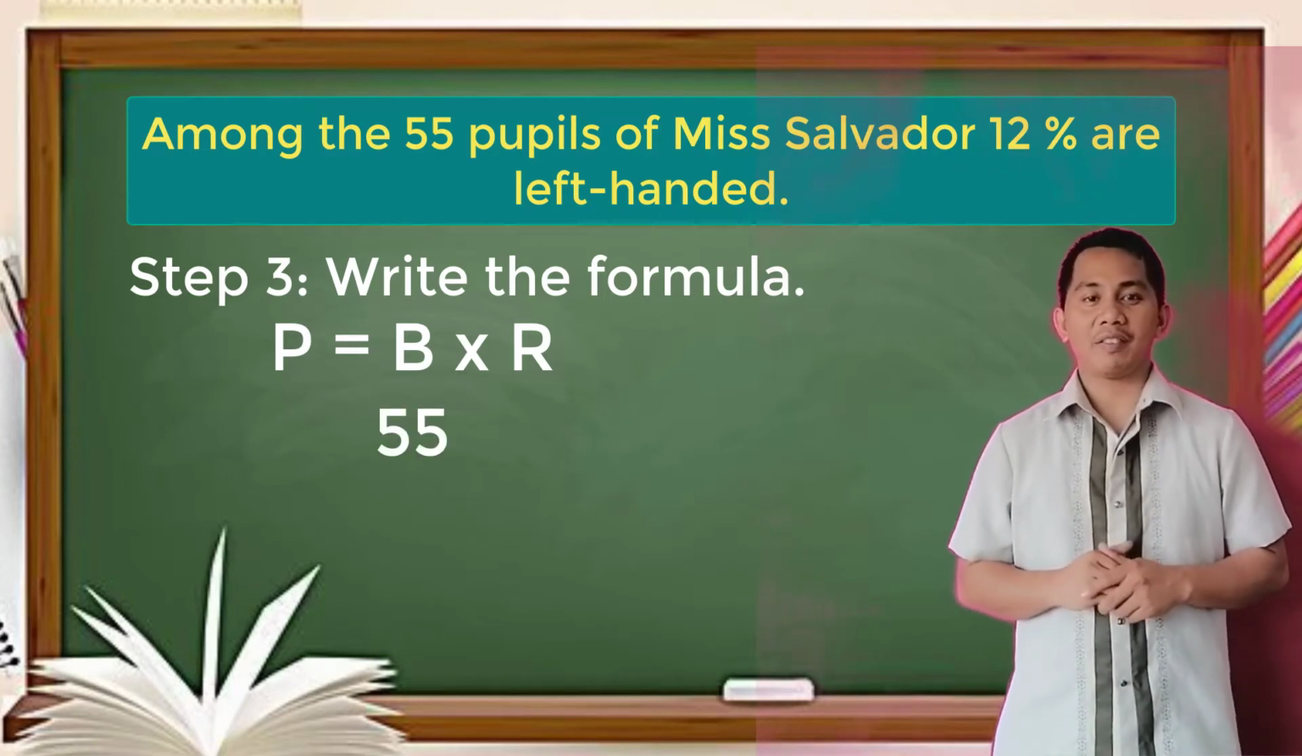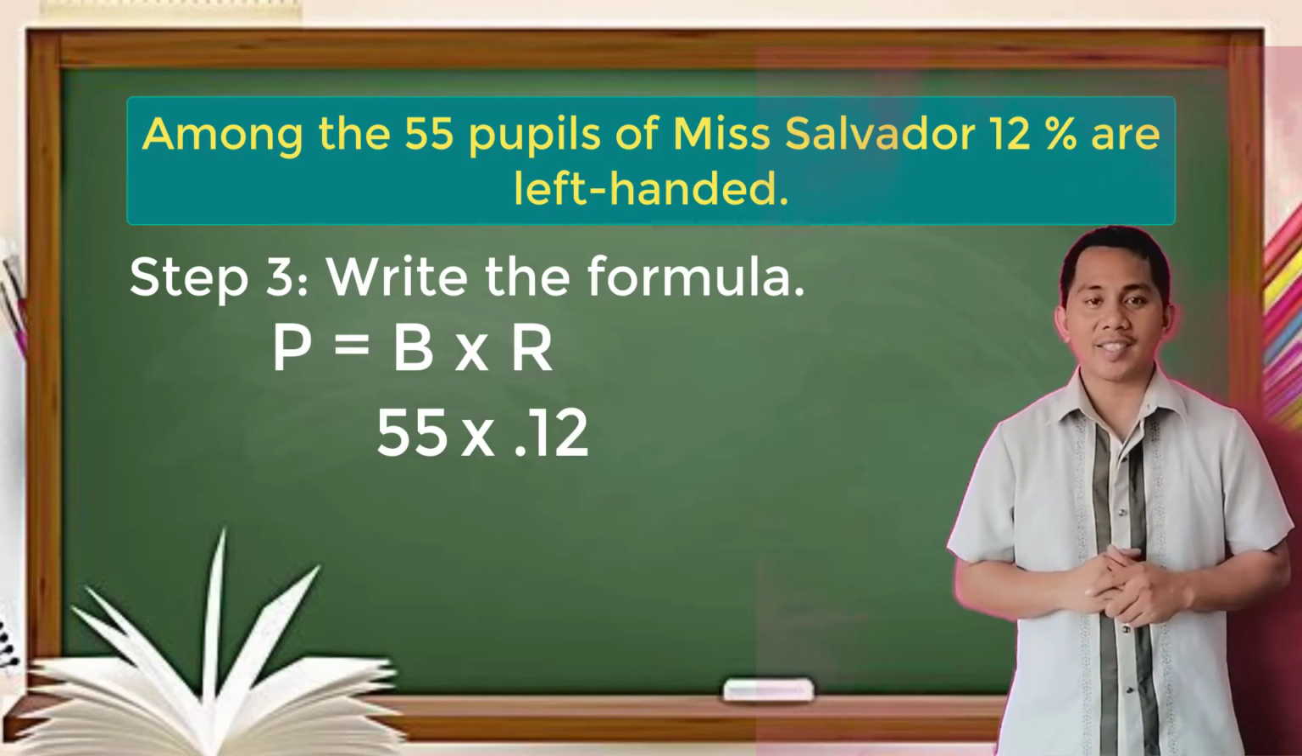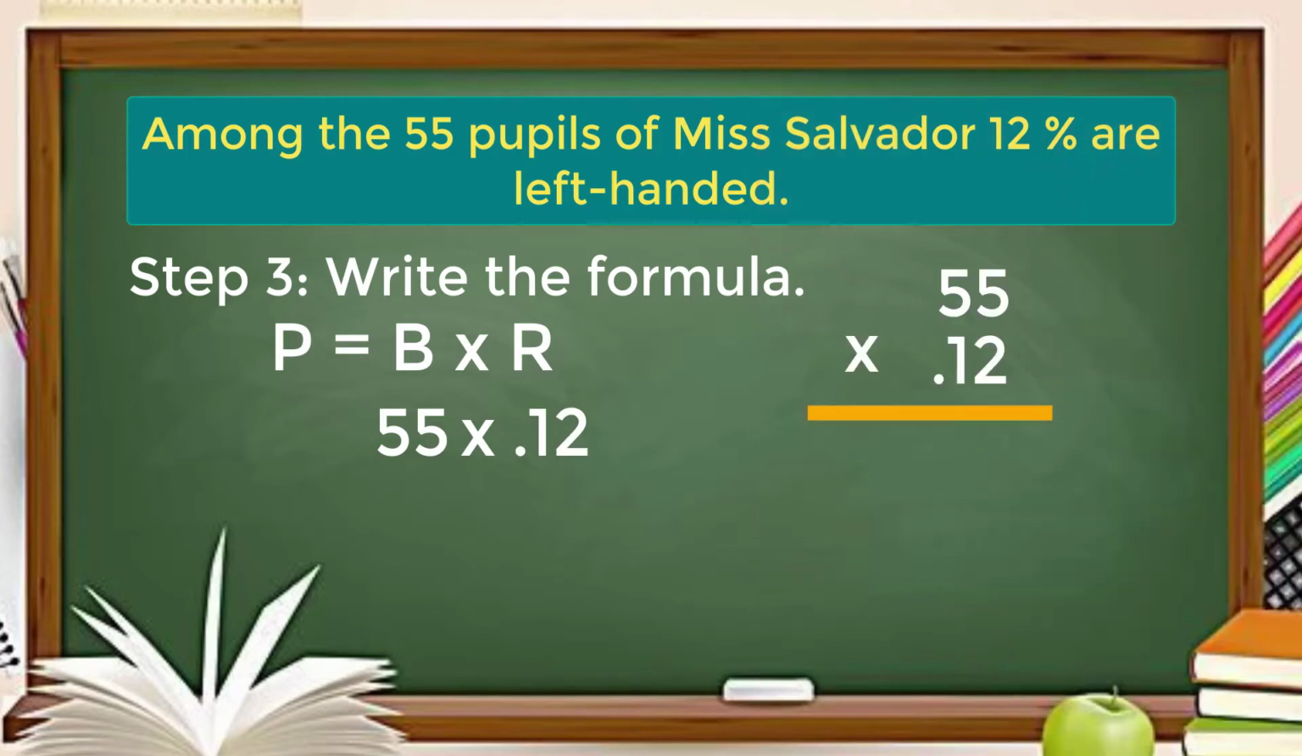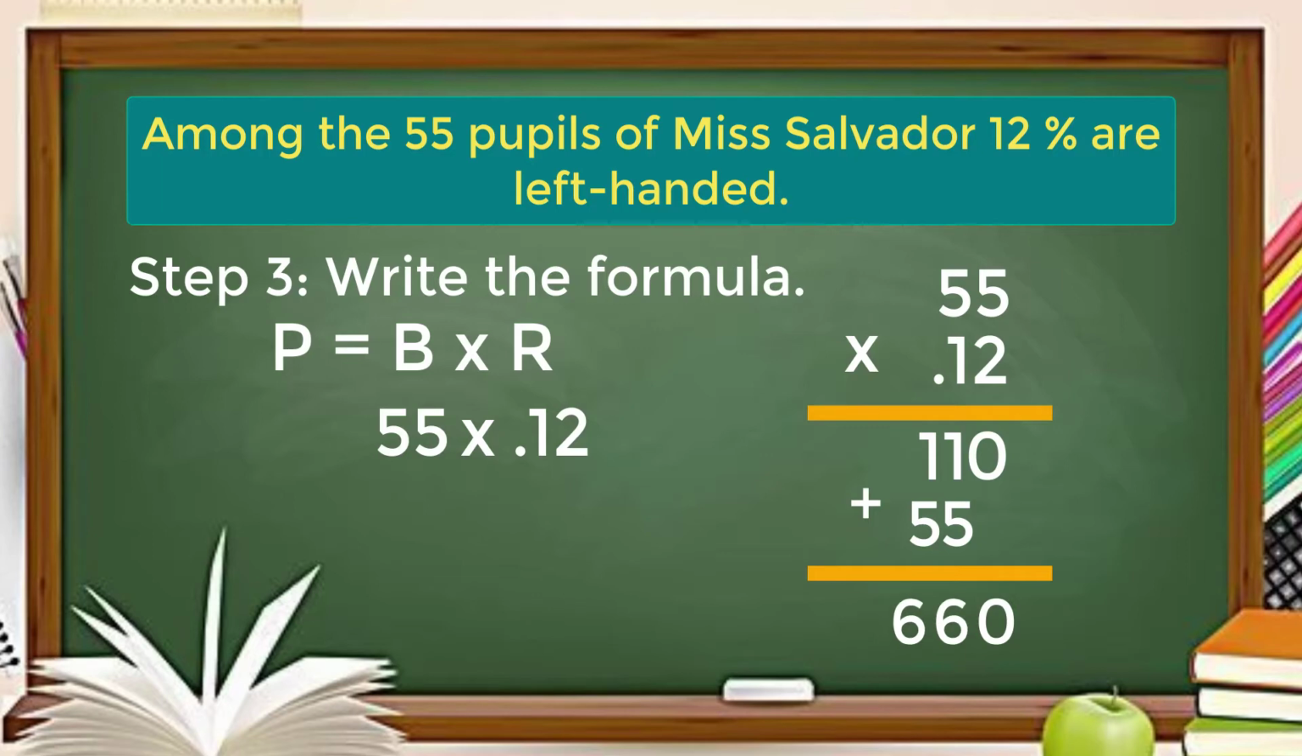Base is 55 and the rate is 12 hundredths. Now, let us multiply the factors. 5 times 2 is 10. 5 times 2 is 10. Plus 1 equals 11. 5 times 1 is 5. And 5 times 1 is 5. Add the temporary products. Bring down 0. 1 plus 5 is 6. And 1 plus 5 is 6.